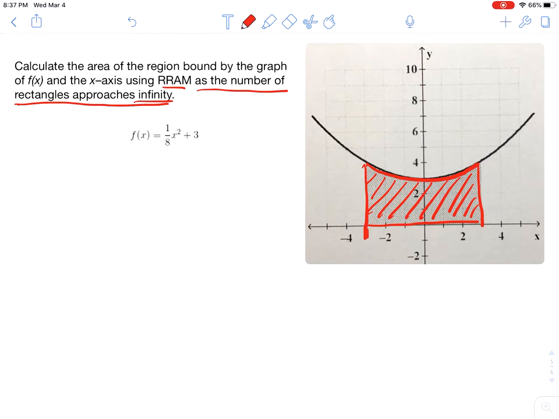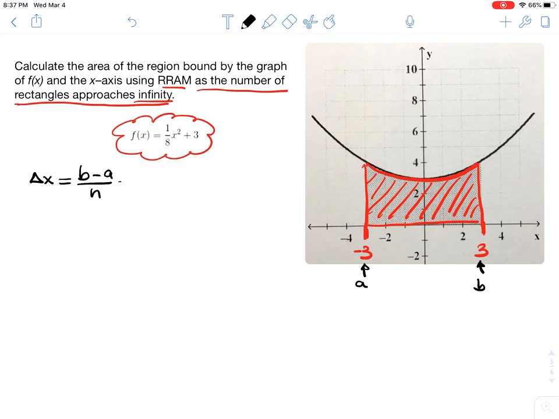And we see that our left bound here is from -3 to the right bound, which is +3. And here is our function f of x. So as usual, we start by calculating delta x, which is b minus a over n. Our a value is the left side of our interval. Our b value is the right side. So this is 3 minus -3 over n, which becomes 6 over n.